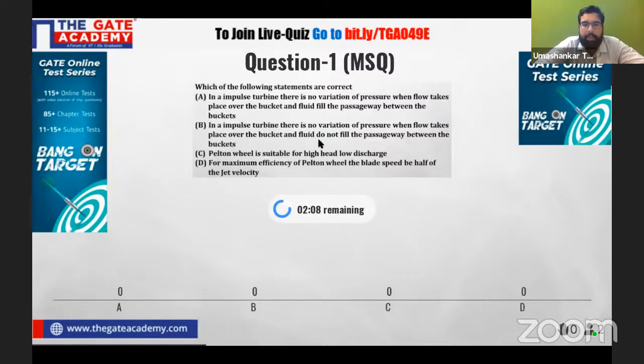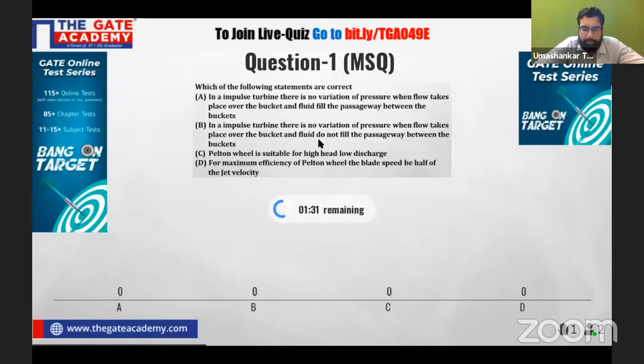So let us see how many of us can answer this question. Please go ahead. I am very sure that all of us can do it. Very simple question, an MSQ question. In this question, more than one option could be correct, so you have to choose accordingly. Please answer it. Let us see if we can answer it or not. I am very sure that you guys can do it.